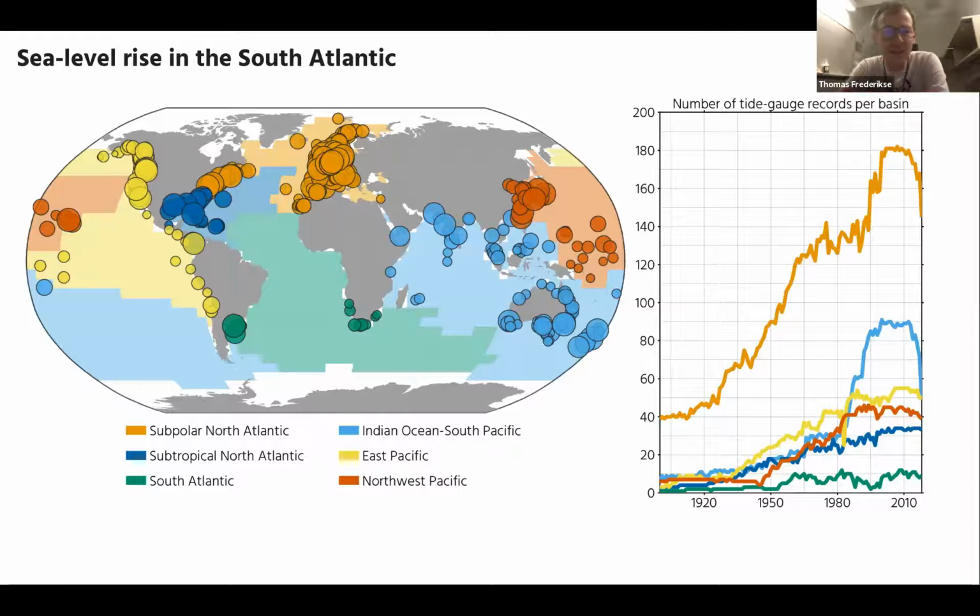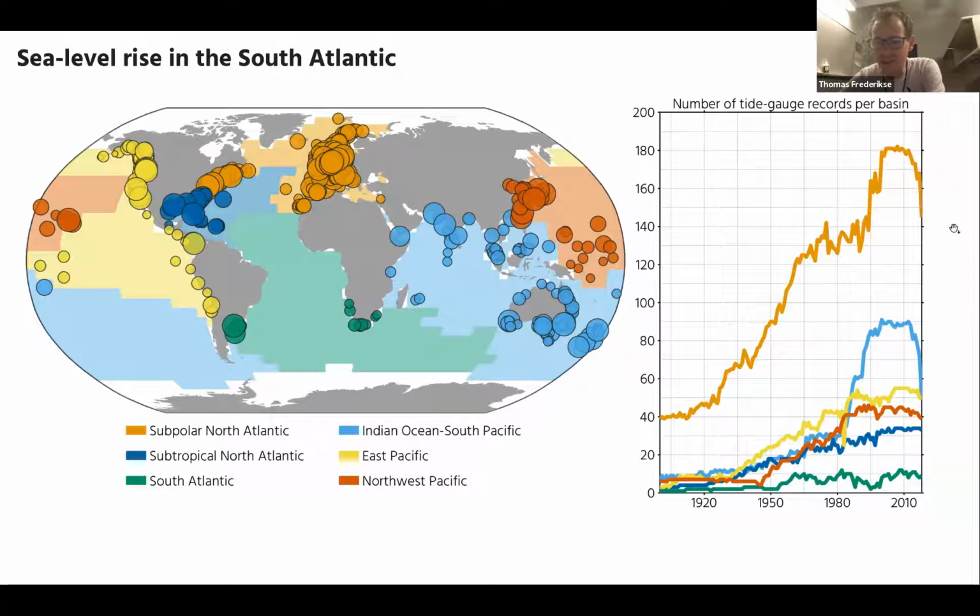This figure shows all the tide gauge records that we have. And tide gauges are our main source of information on sea level changes before we had satellites. Every dot is a tide gauge, and the bigger the dot, the longer the tide gauge record. And you see some colors. Here I separated the ocean into six regions, and in each of these regions, sea level behaves more or less coherently.